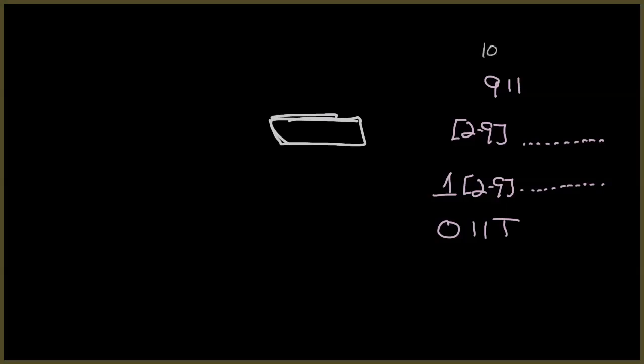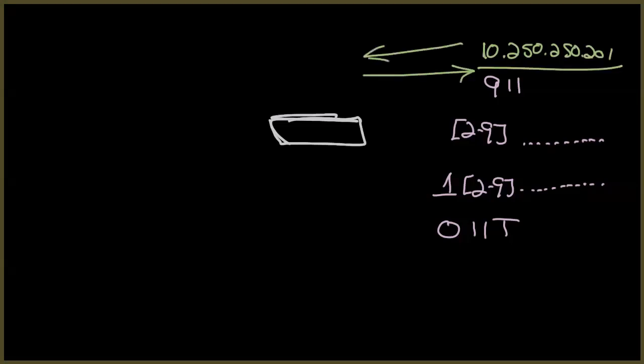So these are the types of calls that are all going to go out to the public switch telephone network. They have an IP address of 10.250.250.201. So there's an object out here with this IP address. We're going to make a SIP trunk to it, and we're also going to expect calls from it.